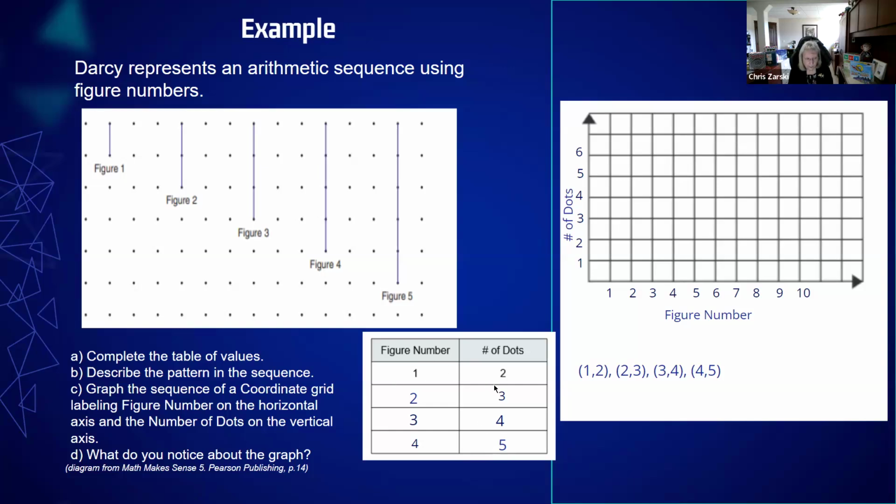In any case, when I look at a table of values, the very first column represents what we called the X values when we were doing coordinates over here. The second column represents the Y values. So this first column of figure number 1 with 2 dots could be written as the ordered pair 1, 2, which would mean figure number is on the bottom, number of dots on the side, 1, 2 would be right here. This one would become 2, 3, and so on.